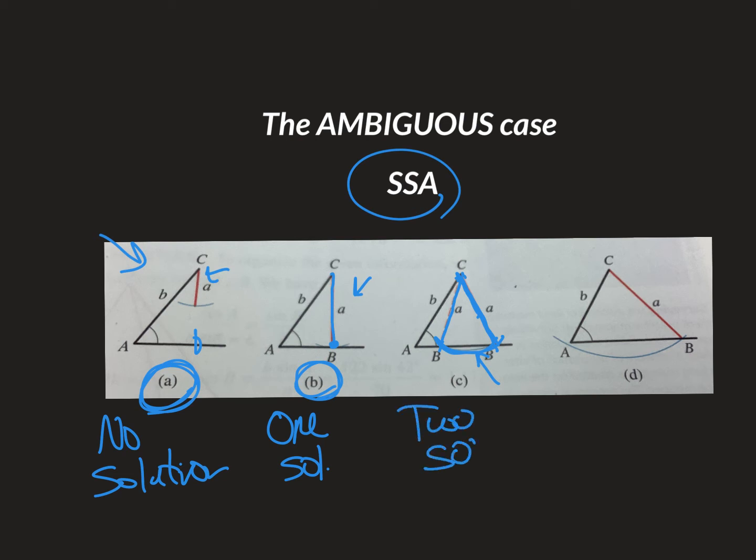Okay, so the ambiguous case, you could get no solution, one solution, or two solutions. You got to really be careful. Now I've got two more slides here. I'm going to show you two of the cases and see if I can make some sense to you.